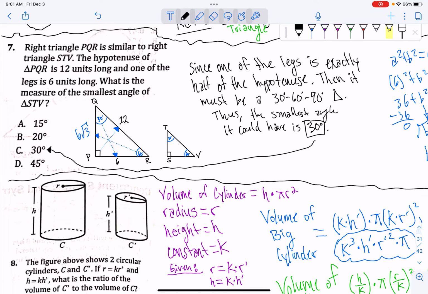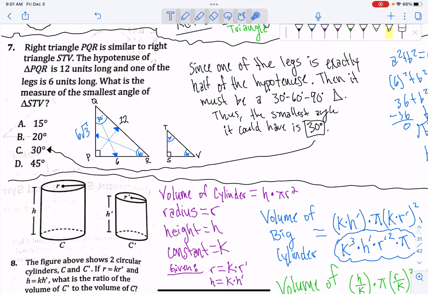So we have here, let's see, right triangle PQR is similar to right triangle STV. The hypotenuse of triangle PQR is 12 units long and one of the legs is 6 units long. What is the measure of the smallest angle of triangle STV? So we've got your PQR and you have STV.